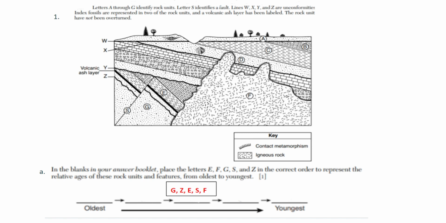I know F is younger than all of these layers because it cuts across those layers. Any fault or igneous intrusion that cuts across sedimentary rock layers or other layers are younger than the layers that they cut across. So that's why the correct answer is G, which is the oldest, then Z, E, S, F.